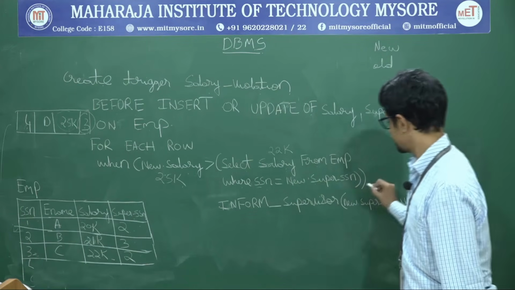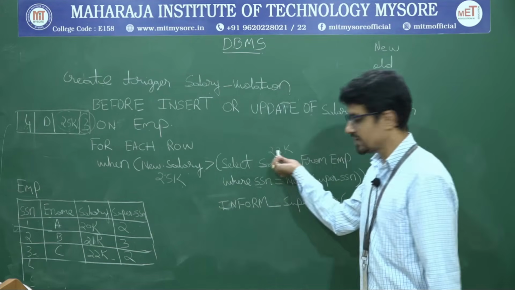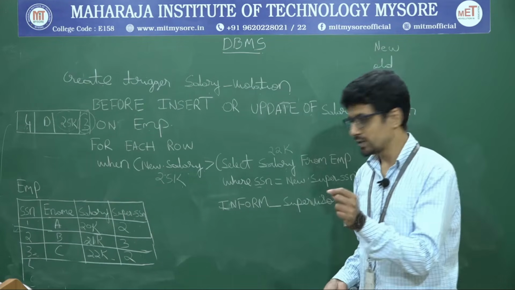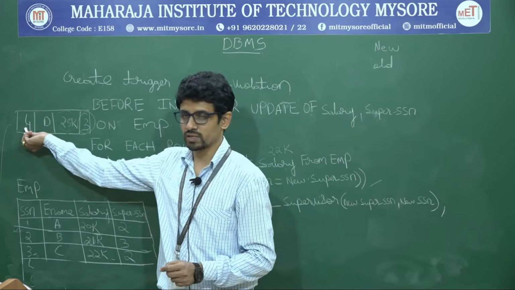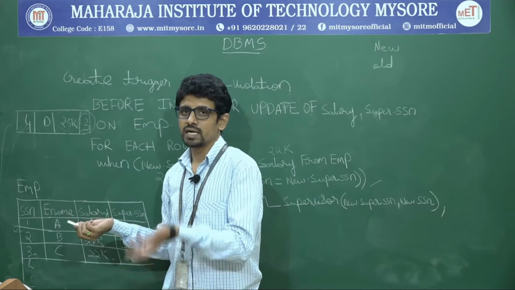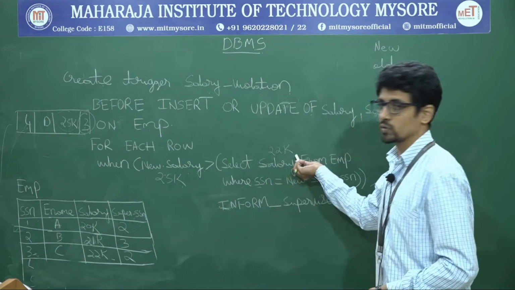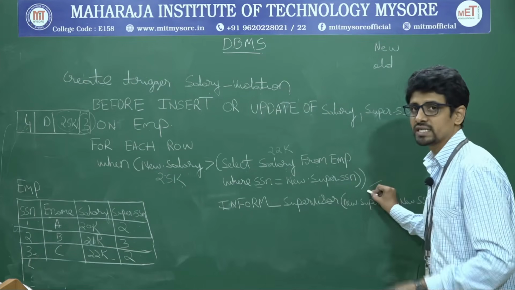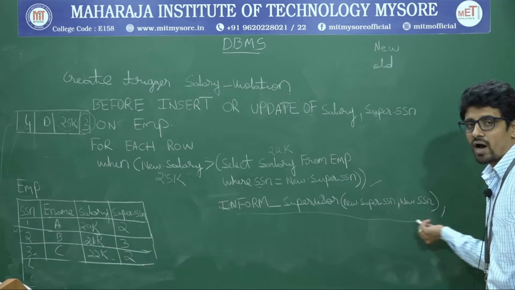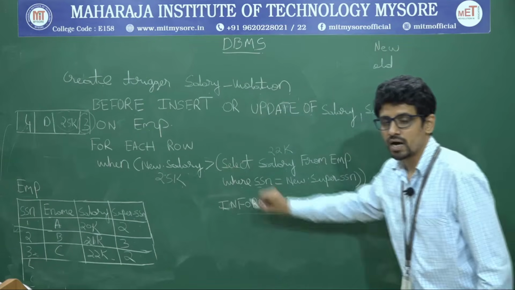Now this is the condition. Now the condition evaluates to true or false. 25k is greater than 22k. Means what? The salary of the employee you are inserting, the 4 that has to be inserted here, has more salary than his supervisor. 25k is more than 22k. Then what happens? If this condition evaluates to true, then do what? Perform an action. Event, condition, action.